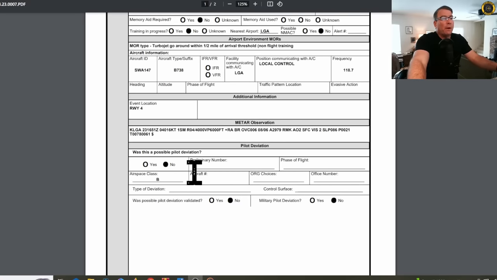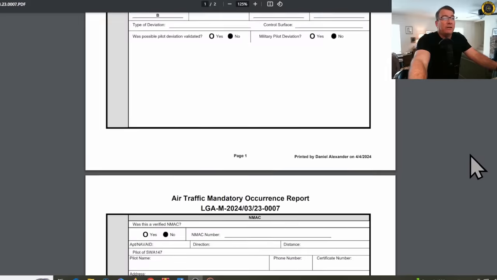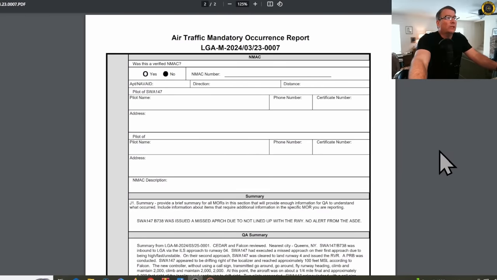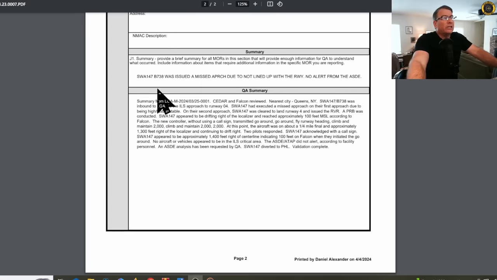Was this a possible pilot deviation? No. Class airspace of B, Bravo. Was possible pilot deviation validated? No. Military pilot deviation? No. Was this verified near mid-air collision? No. Summary. Southwest 147 of Boeing 737-800 was issued a missed approach due to not being lined up with the runway. No alert from the ASDE.